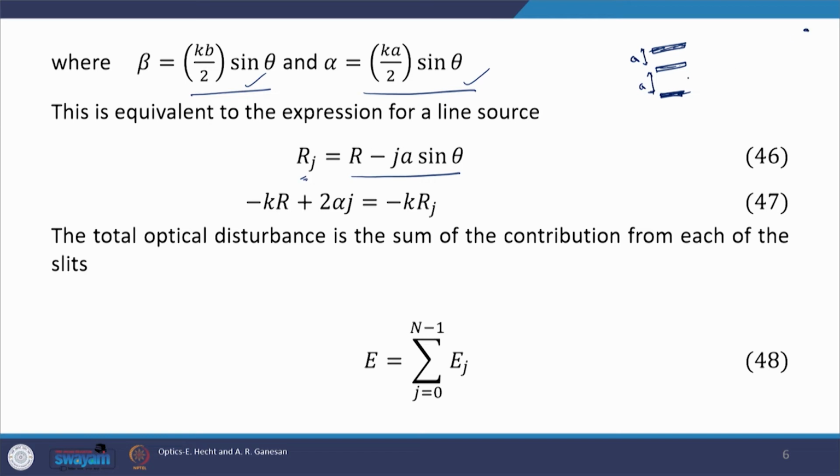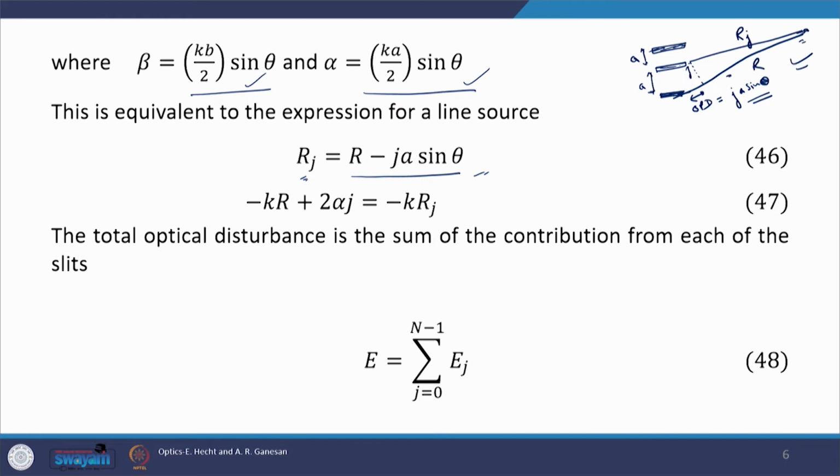Now, the point of observation is P here. Suppose this is our jth slit, then this distance which we designate as Rj would be equal to, like, suppose this is your lowermost slit, then this would be capital R, and the path difference would be this much. This would be your optical path difference, and this optical path difference would be equal to J, which is the number of the slit, into A sin theta. Therefore, Rj would be R minus Ja sin theta, which is very much clear from this figure.